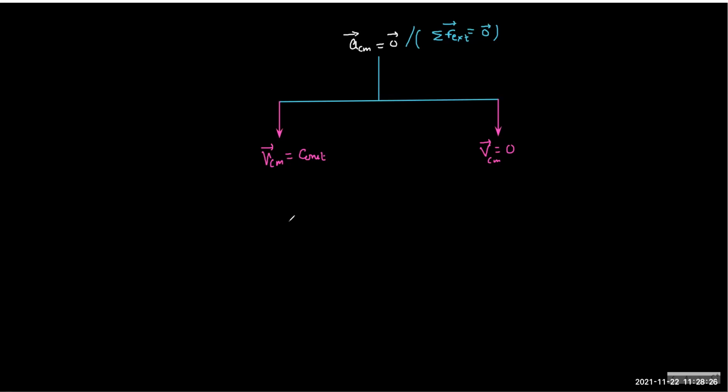Now, if VCM is constant, then we can say something. So the center of mass will shift. So the location will shift. And a shift of location does not mean that it is accelerating. It is moving with constant velocity, so it will change its position gradually without accelerating.